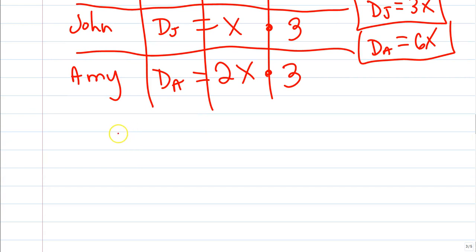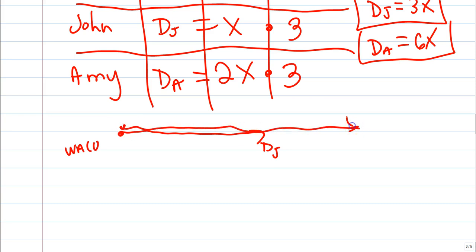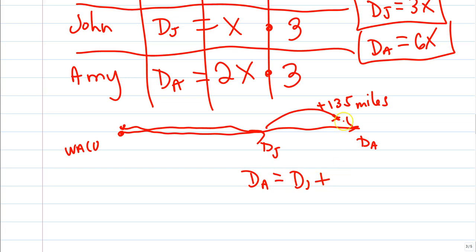Here's the idea. They both leave from Waco, and they head the same direction. John, after 3 hours, is right here. This is John's distance. Well, Amy got further, didn't she? She left from Waco as well, and she got John's distance plus another 135 miles. So we can basically say, well, Amy's distance is equal to John's distance plus another 135 miles.